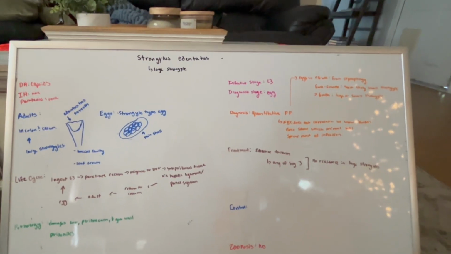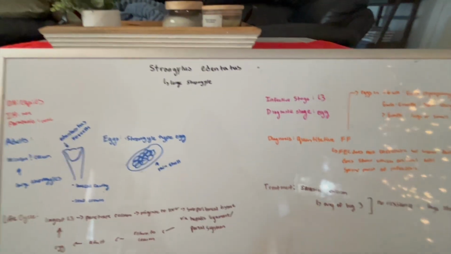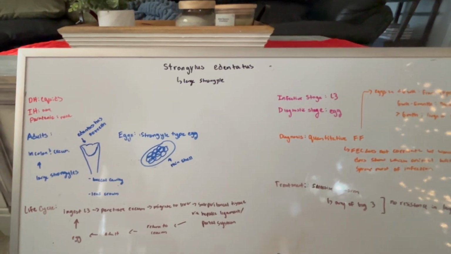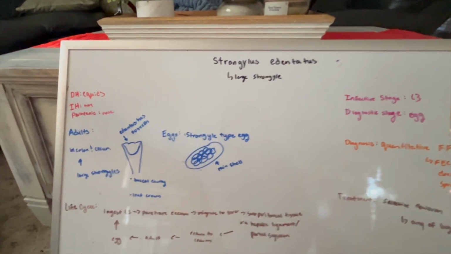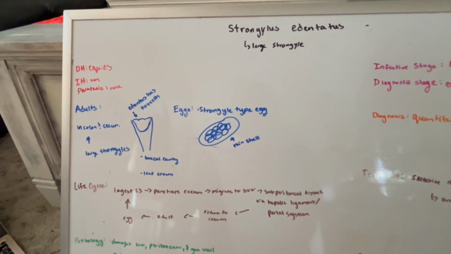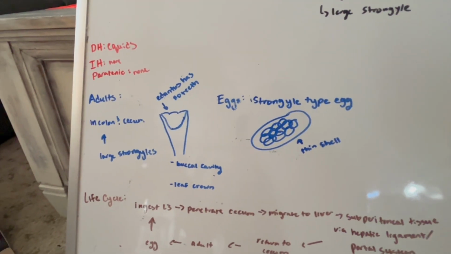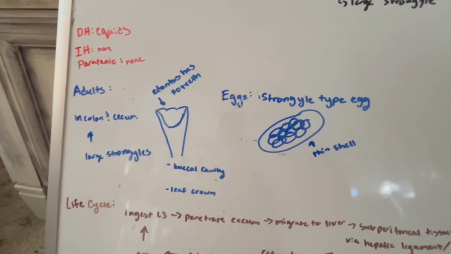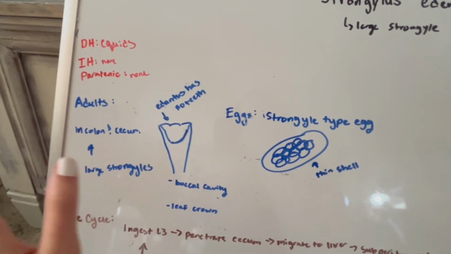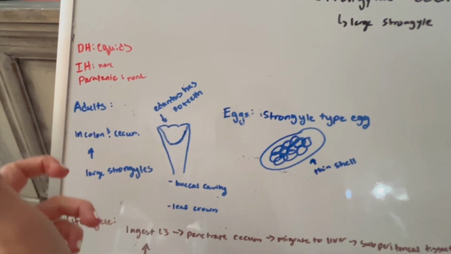Okay, this is the last large strongyle, the Strongylus edentus. Again, most of it's the same. So the biggest difference here is this one actually has no teeth. So how I remember it is you went to the dentist, edentus, and they took all your teeth. So edentus has no teeth.